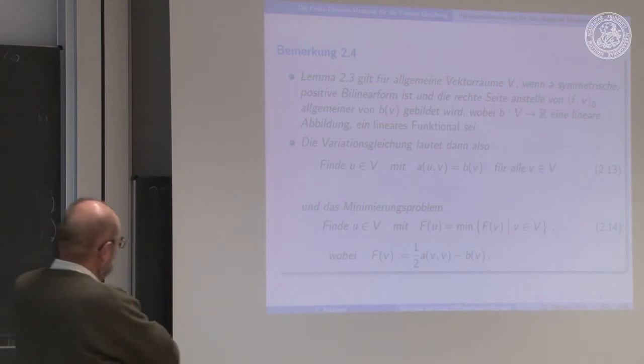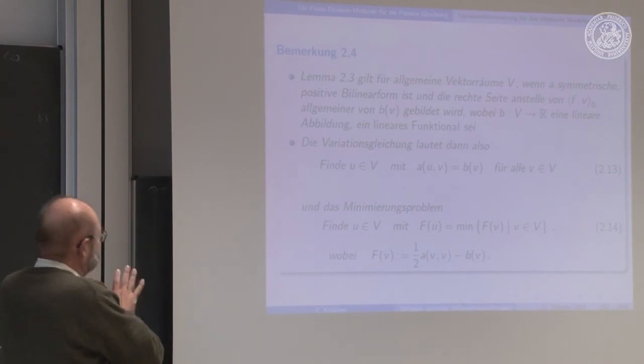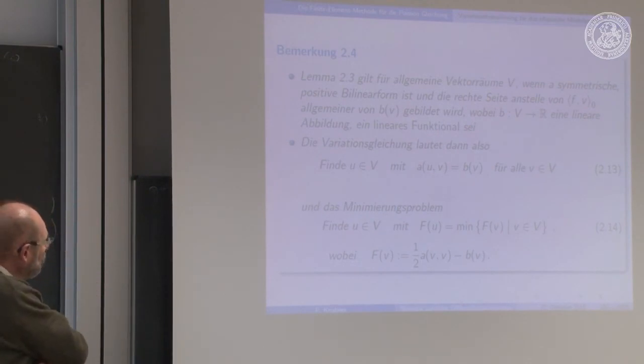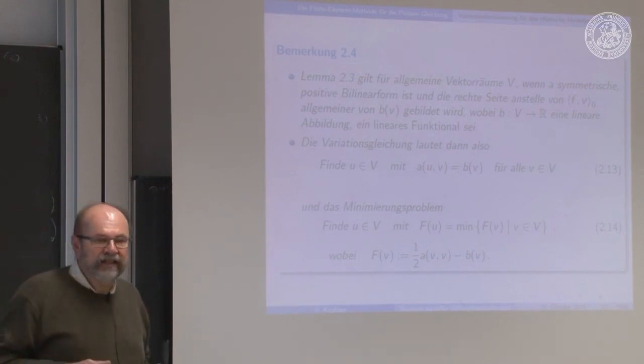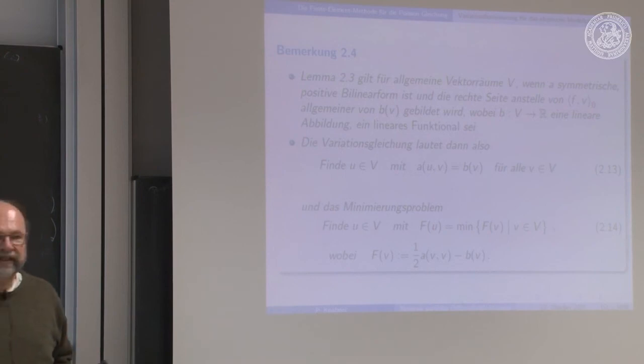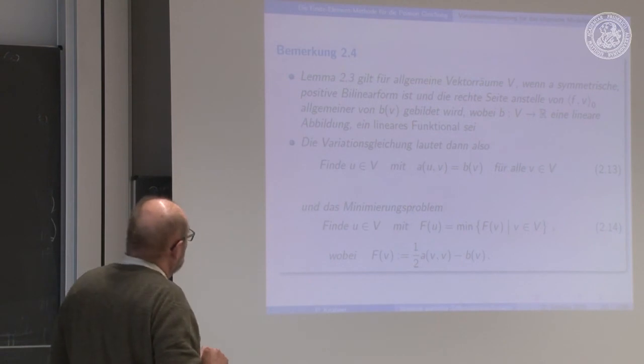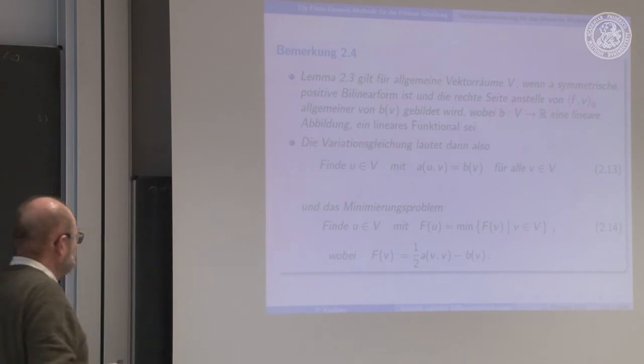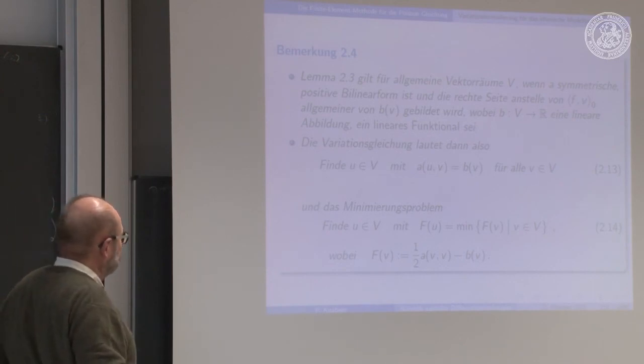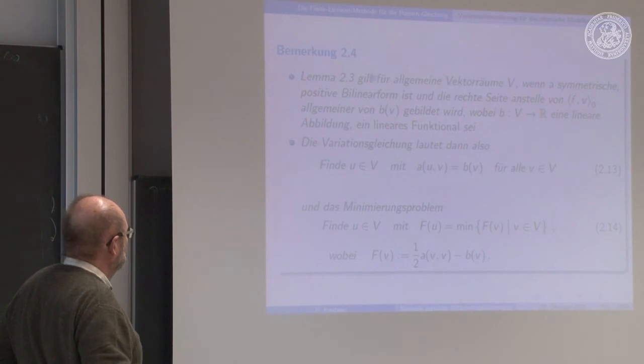And as I said, if we look at this proof again, we see we can do this in a general vector space as long as A is a symmetric and positive bilinear form. The right-hand side should be linear. So it's not necessary that it's of this form, scalar product FV. It can be just a linear form. And that's all. So we now have two formulations which turned out to be equivalent under these conditions. The one is the variational equation, Variationsgleichung, and the other is the quadratic minimization problem.